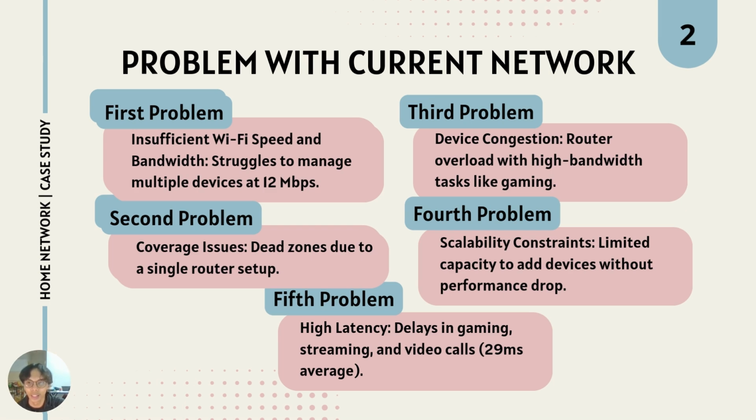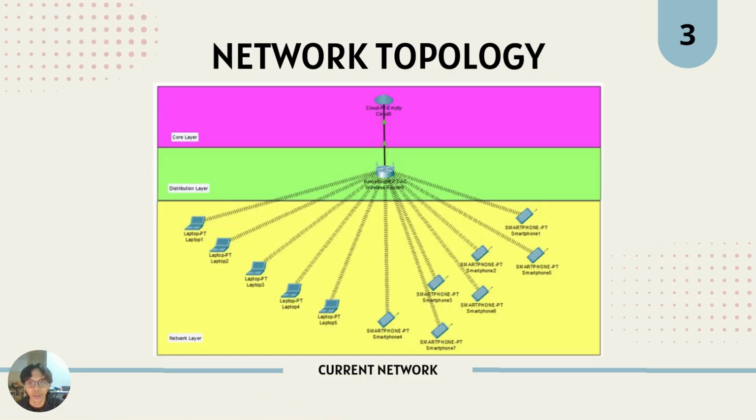And we go to the scalability constraints. The network cannot support additional devices without performance degradation. And the last problem is high latency. An average latency of 29 ms causes delays in streaming, gaming, and video calls. So we go to the next slide.